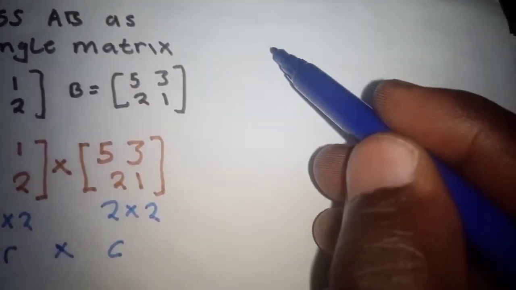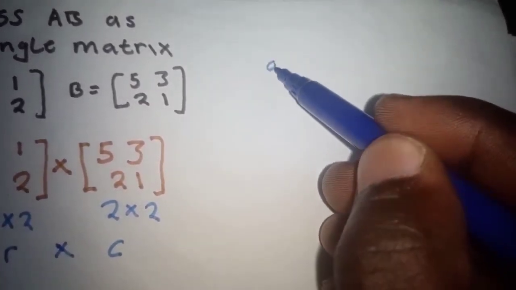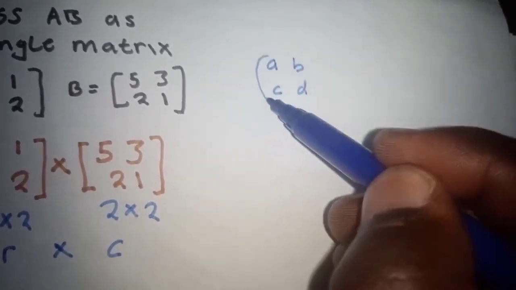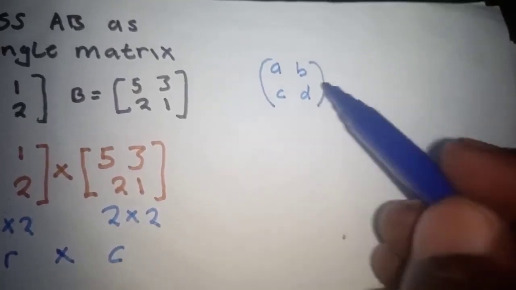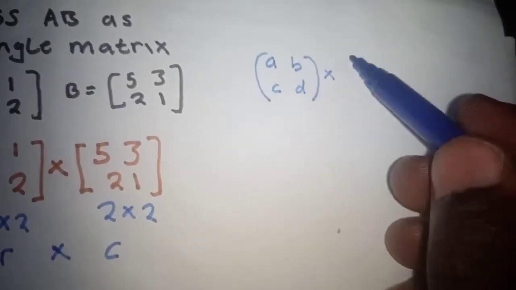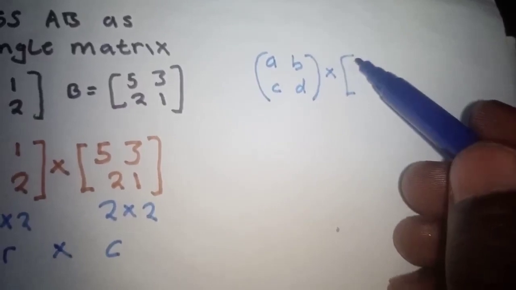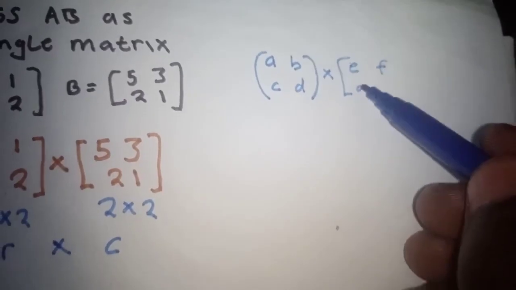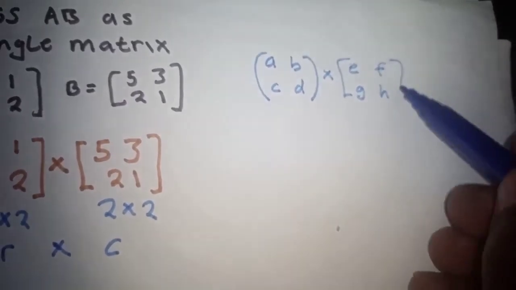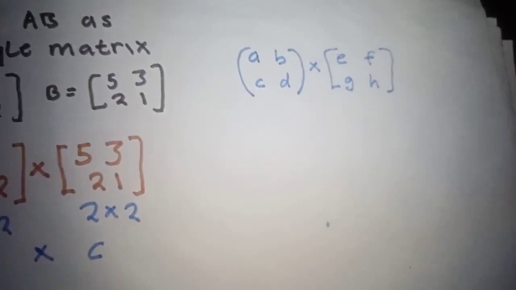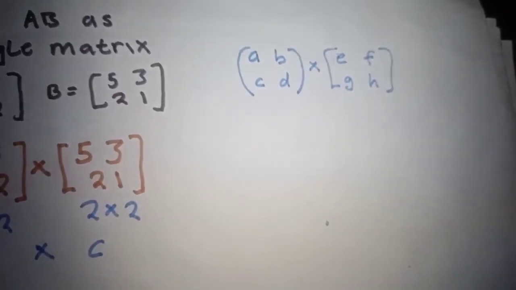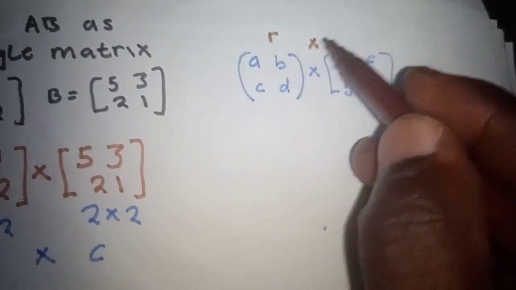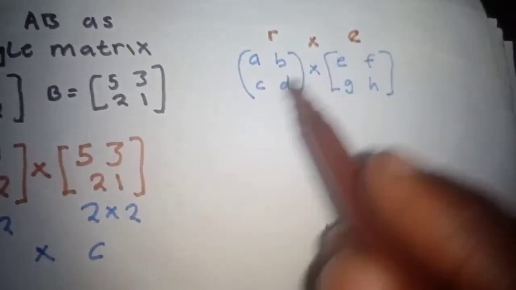Let's say you have been given a matrix A, B, C, D, and you're told to multiply it with another matrix. Here I'll use E, F, G, and H. Before you multiply these two matrices, let's see how you do it. We use row multiplied by column.